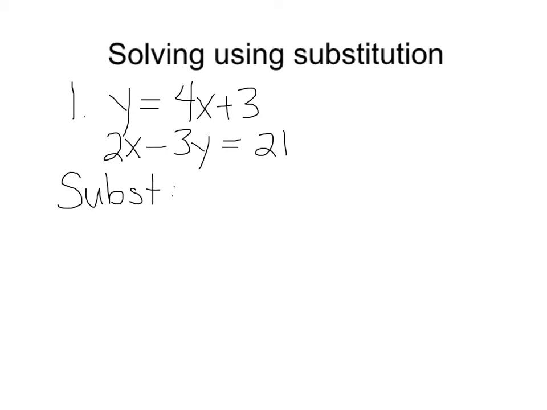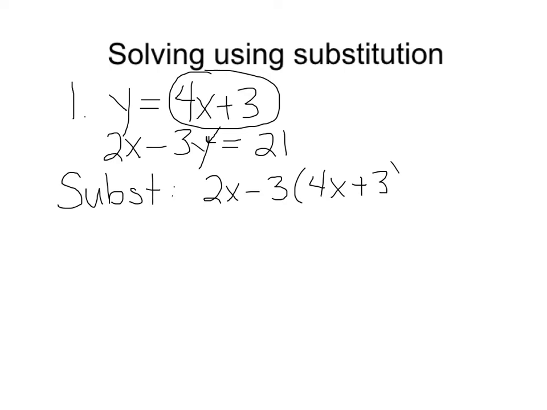When I do my substitute step, I'm going to put the top equation, 4x plus 3, that's what y is equal to, and I'm going to plug it in for this y right here. So my bottom equation is going to become 2x minus 3, and instead of writing the letter y, I'm going to write 4x plus 3, and it's still going to be equal to 21. So that's my substitution step.